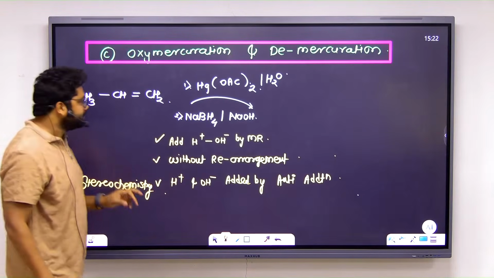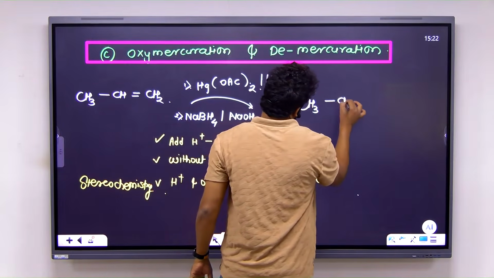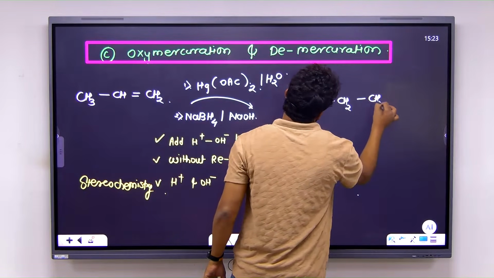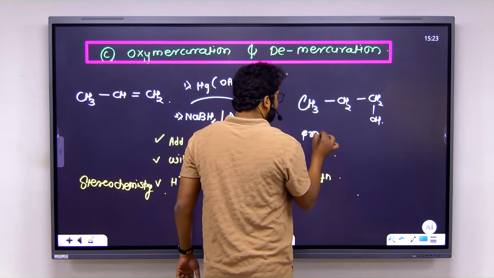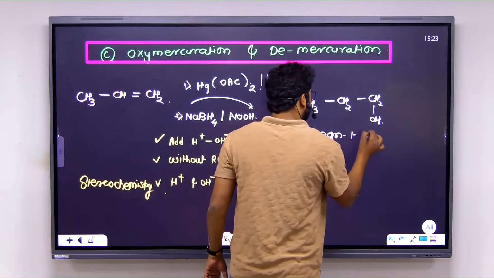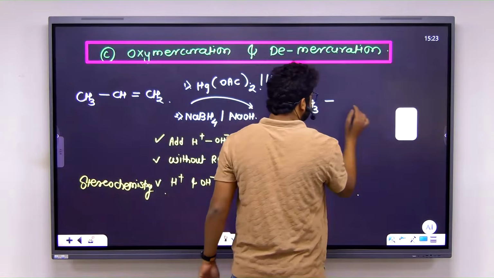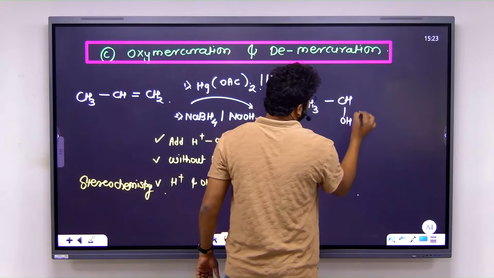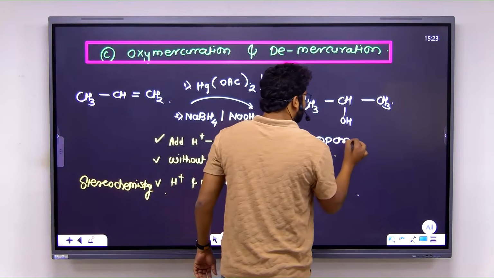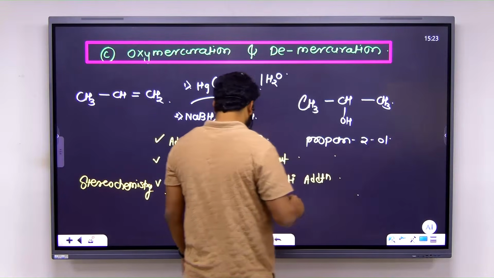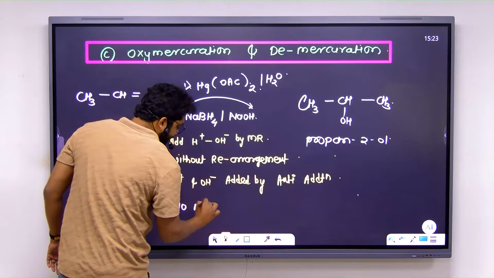Okay, then the product is very simple. Now say, propan-2-ol, propan-1-ol. What is that? Propan-1-ol, propan-1-ol. So propan-2-ol. According to Markovnikov's rule what is formed? This is propan-2-ol. So always remember that no major, no minor products.